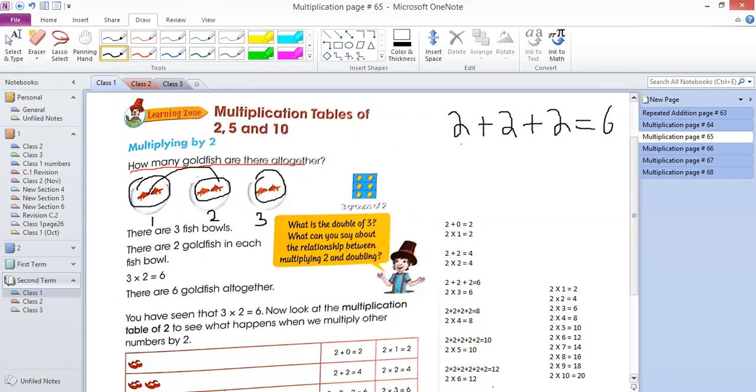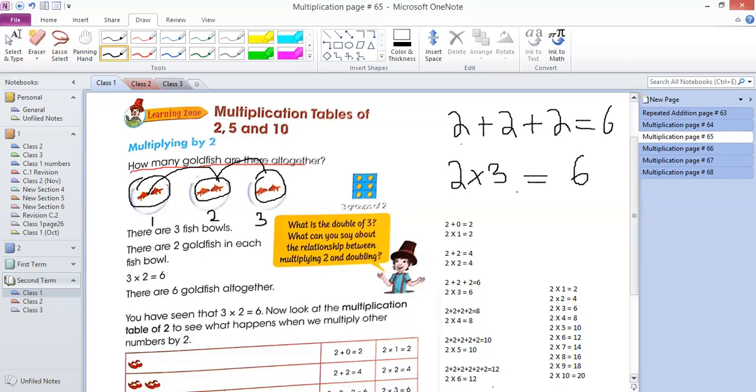So these 2 plus these 2 goldfishes, they are 4 goldfishes, and then the third bowl 2 fishes, these are total 6 goldfishes. Or you can simply say that there are 3 groups of 2s. There are 3 bowls, and each bowl has 2 fishes. So total fishes, 2 times 3, is also equal to 6.